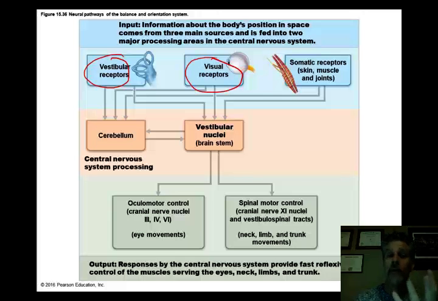But once you open them, that information will combine with what you're getting from your vestibular receptors, as well as, like we saw before, those tendon receptors and different types of somatic receptors that are telling us what's going on with the joints and the muscles, giving us an idea of our overall body position. And that goes to the cerebellum as well as the brainstem, and that allows us to be aware of, but then also to control, our position in space.